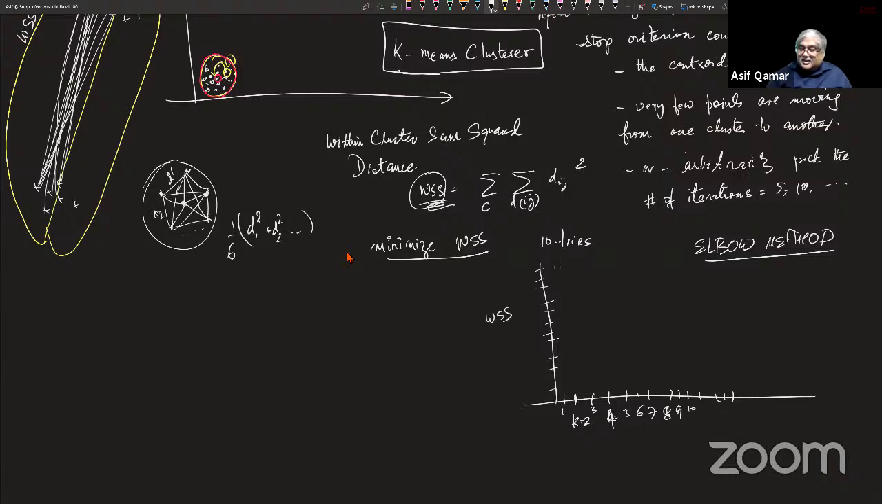For 1, you'll get a certain value. For 2, you'll get a certain value. For 3, for 4, for 5, for 6, a certain value. What happens is these values will still keep going down, down, down. But you notice something interesting at this point.